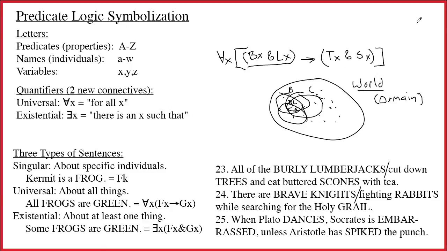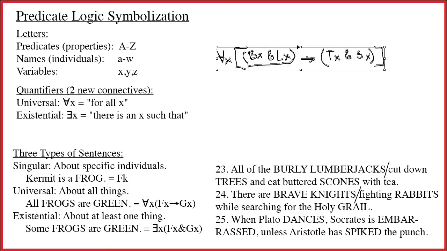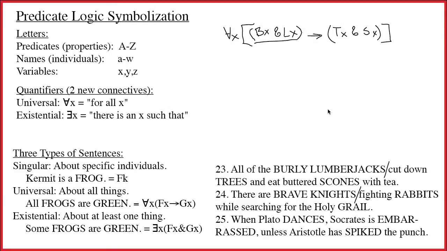Okay, let's get this out of the way here. Get rid of the world. And I think what we'll do with this sentence is let's just move it up northwards a ways. There we go. Now we can compare it to the next one. All right, the next sentence. It says, there are brave knights fighting rabbits while searching for the Holy Grail.